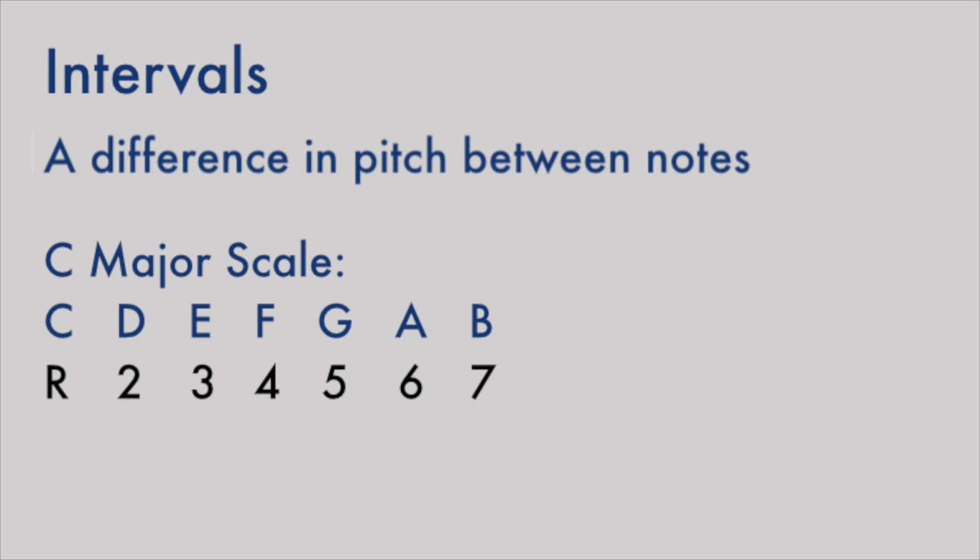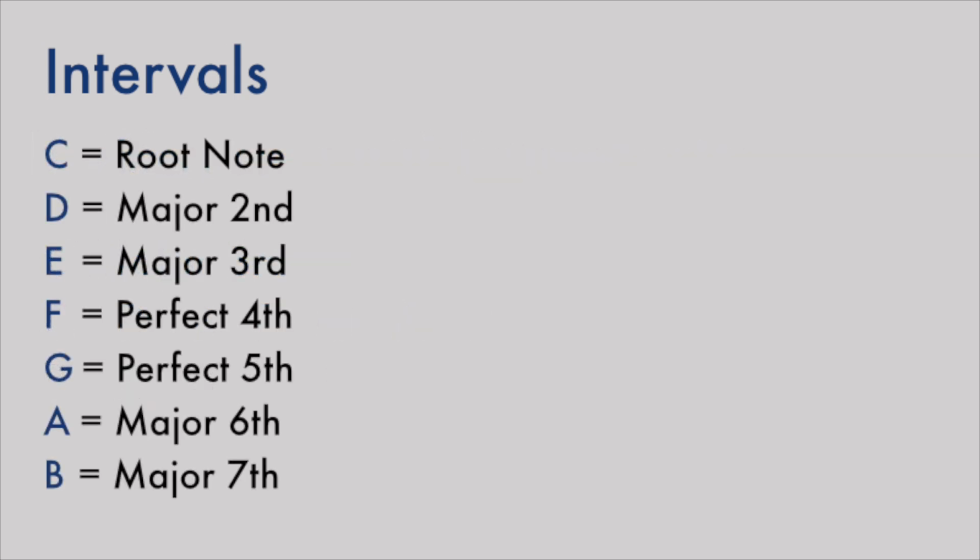If we go back to our C major scale, C is the root note. In this scale, D is the second of C, or from C to D is an interval of a second. E is the third of C, etc. In classical music theory, these intervals are also called a major second, major third, perfect fourth, perfect fifth, major sixth, and major seventh. So F is the perfect fourth of C, for example.